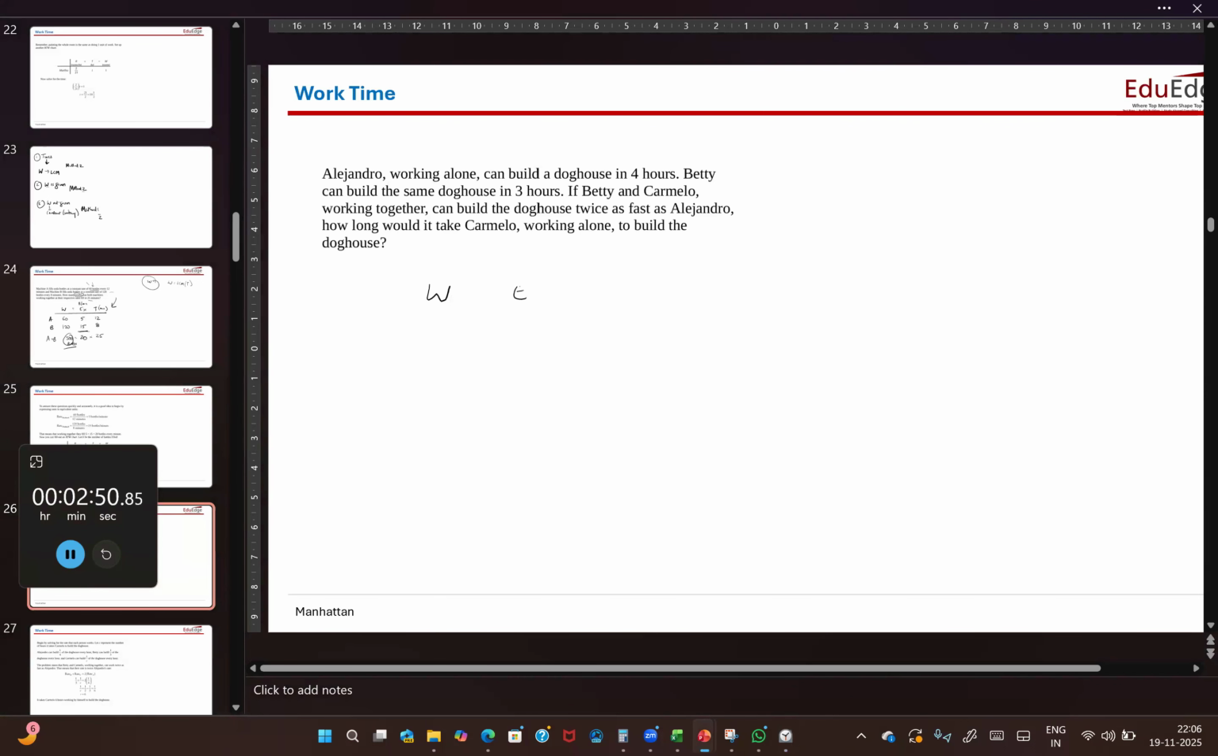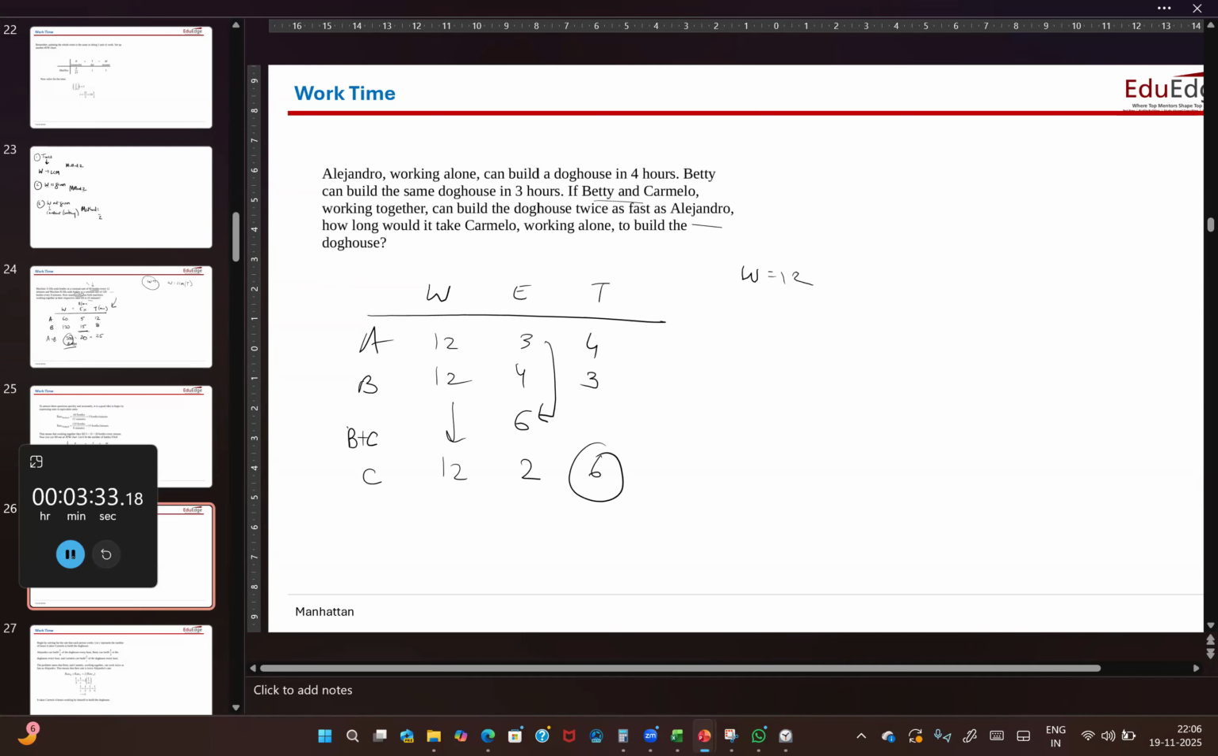But how will I do it with LCM is what I want to figure out. So 4 and 3, the LCM will be 12. And then the work will be 12. The efficiencies are 3 and 4, total will be 7. Efficiency of A plus B is 7. But B and C are given, so B plus C is twice as fast, which is 6. So C's efficiency is 2 and work is 12. So T is 6. That's it.